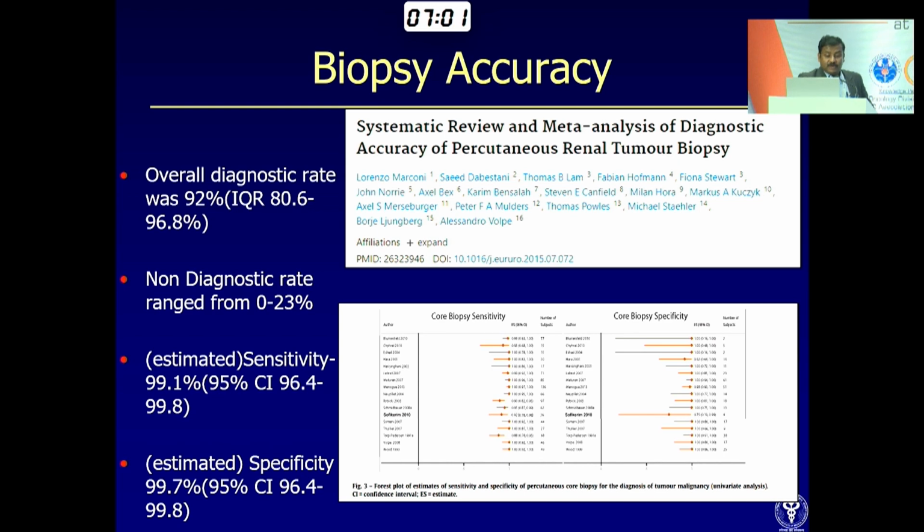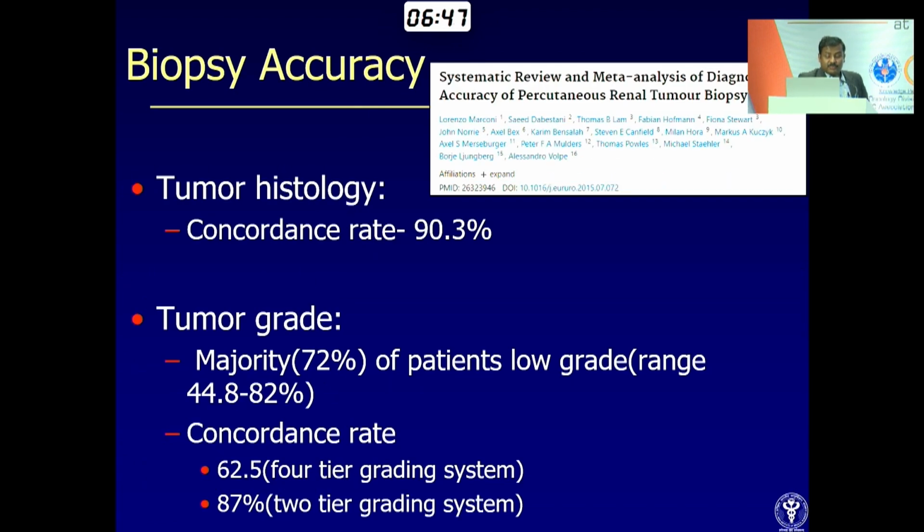Now coming to the accuracy, the overall diagnostic accuracy of renal mass biopsy is around 90%, with a range between 80 to 96%. However, it has a non-diagnostic rate of 0 to 23%. If you talk about the tumor histology, when you do a definitive treatment, either partial or radical nephrectomy, the concordance rate was found to be 90%. When you talk about concordance in tumor grading, if you grade them into either low grade or high grade in a two-tier system, the renal mass biopsy has an accuracy of 87% in grade concordance, but when you grade them as grade 1, 2, 3, 4, the concordance rate drops further down to 60%.